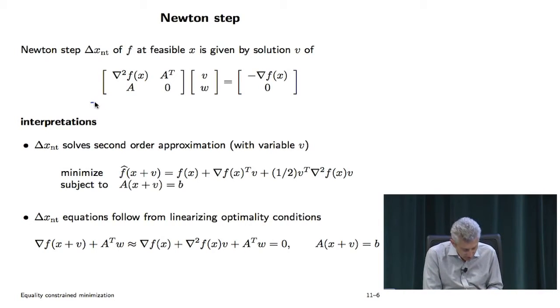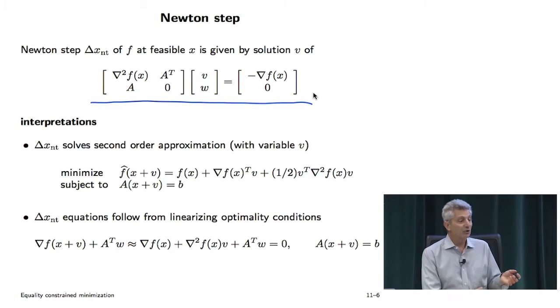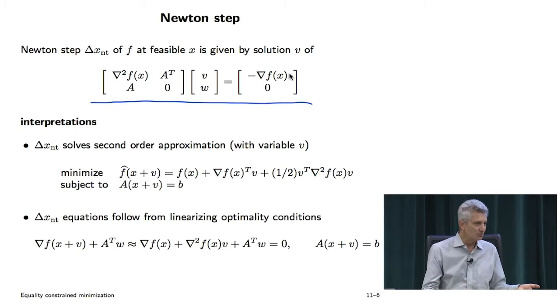So, a couple of interpretations of this. Notice that it reverts to the Newton step when there are no equality constraints. Because then the block matrix is just 1 by 1, and it's Hessian times v equals minus gradient. That gives you the Newton step.